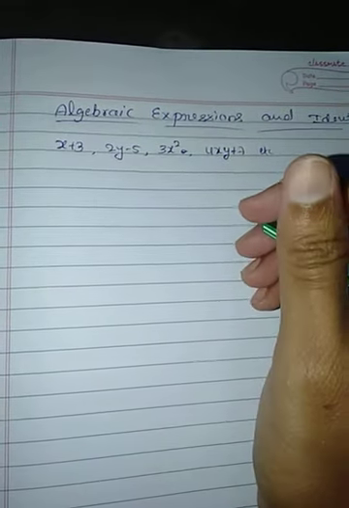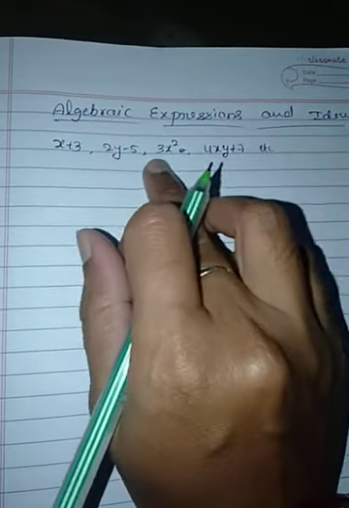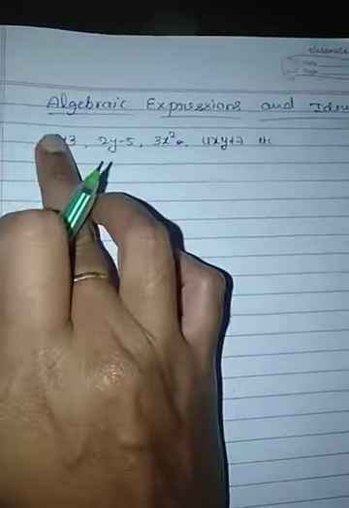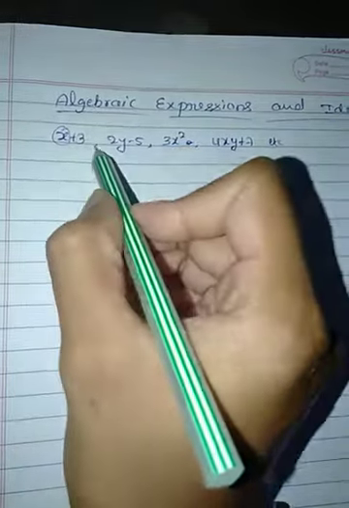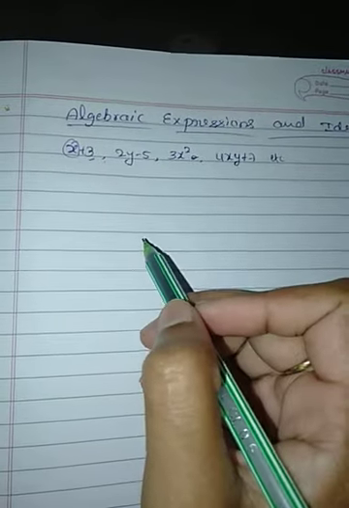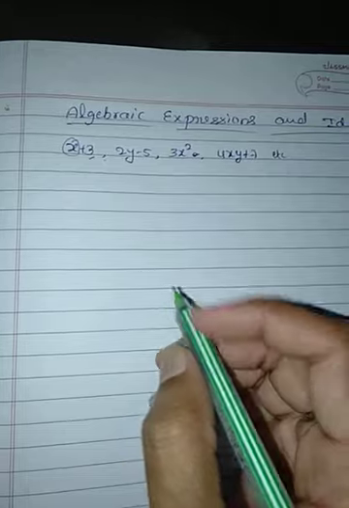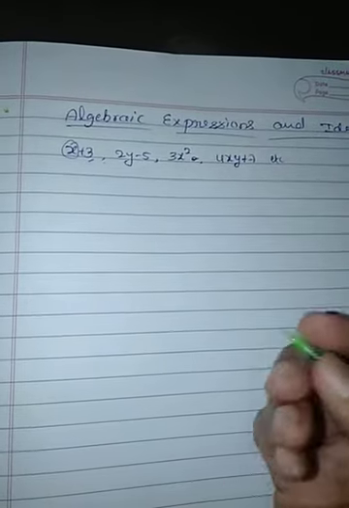How are these algebraic expressions formed? These algebraic expressions are formed from variables and constants. See this one: here the variable is x and the constant is 3. Why do we call x a variable? Because its value changes.